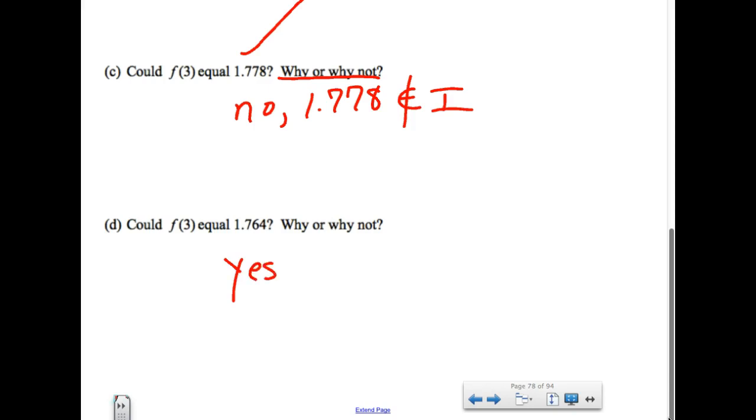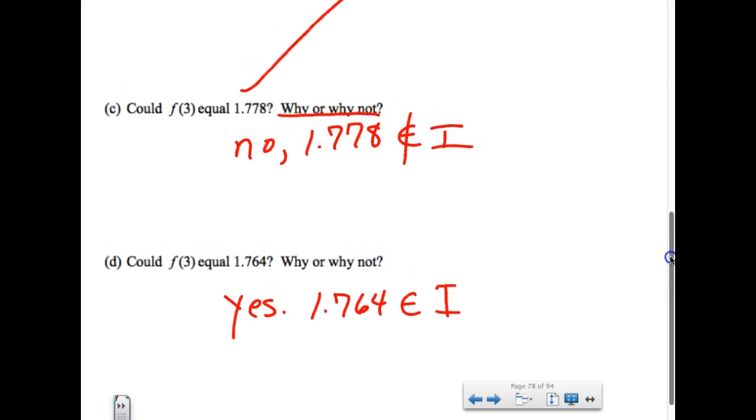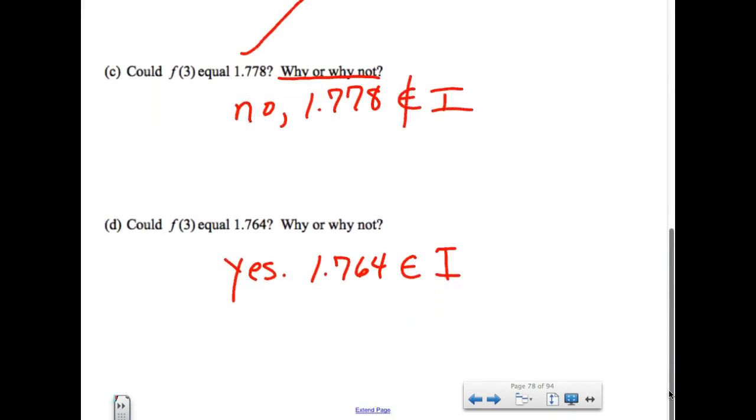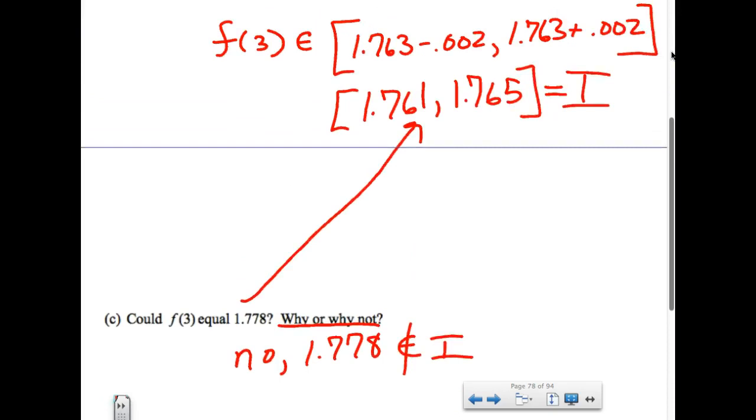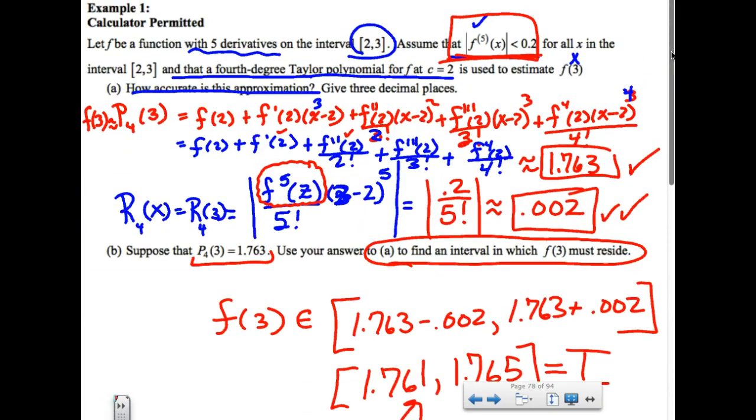Well, yes. Why or why not? Because 1.764 is an element of my confidence interval. So notice on that one, I was given a function that wasn't explicitly defined. It was just some arbitrary function f. But I just used my model, and I said, don't concern yourself with z most of the time. They are telling you a bound for the fifth derivative.